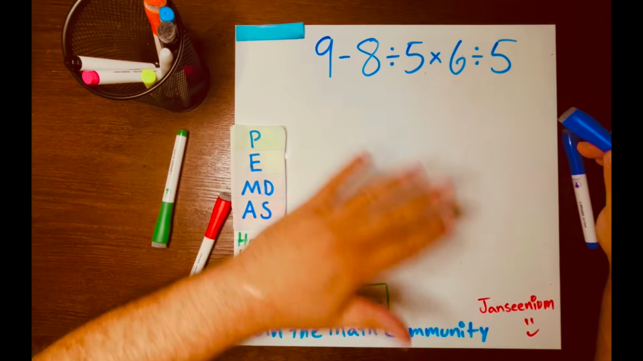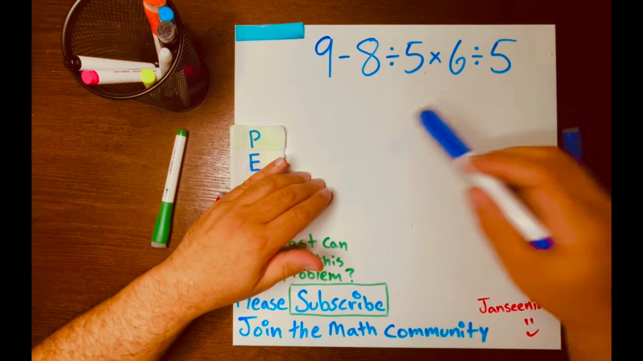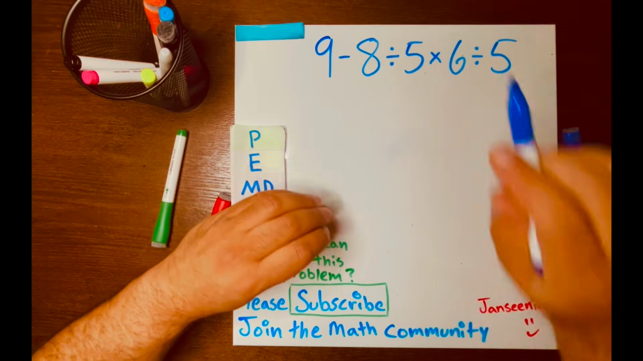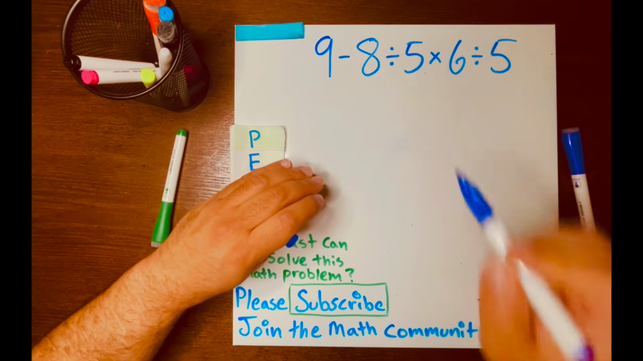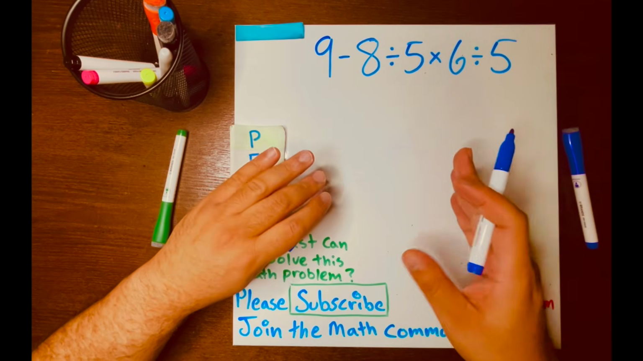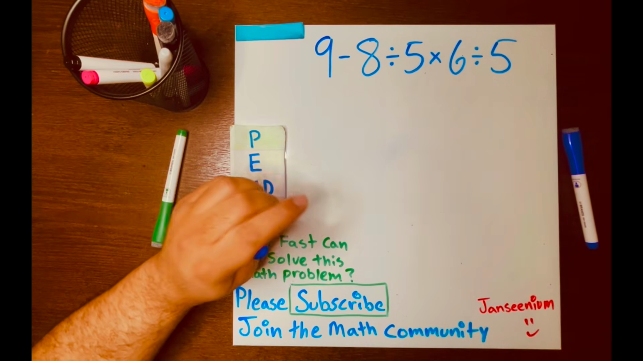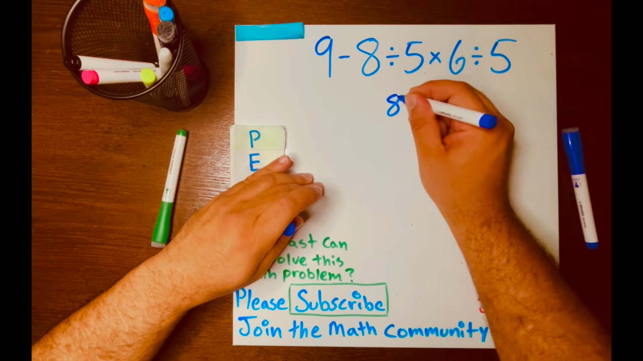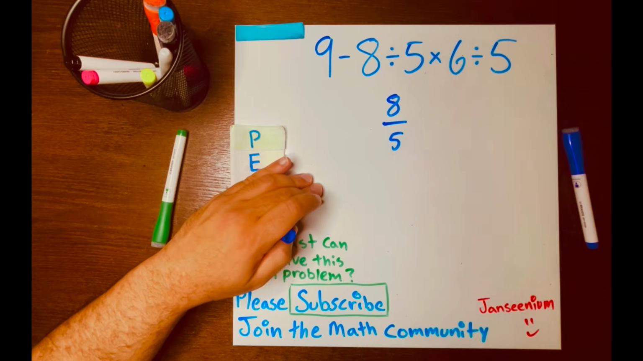Hi everyone, by the end of this video, you'll be able to solve this tricky math problem. If you start with 9 minus 8, your answer will be wrong. You start with 8 divided by 5. 8 divided by 5 is 8 over 5.